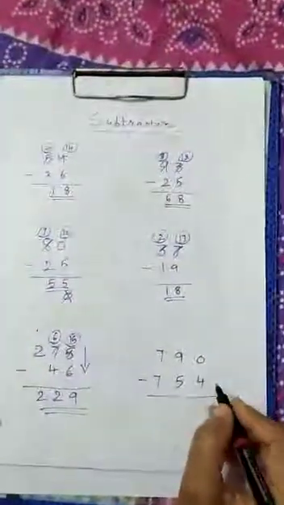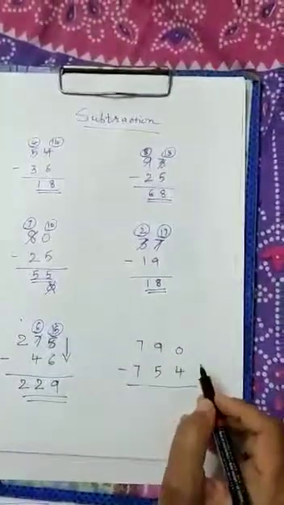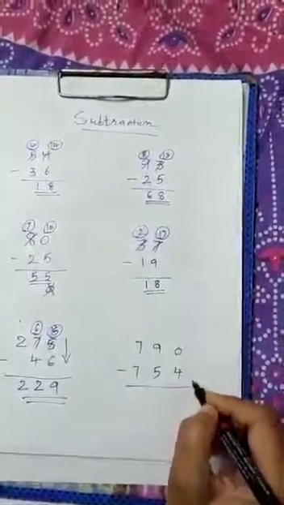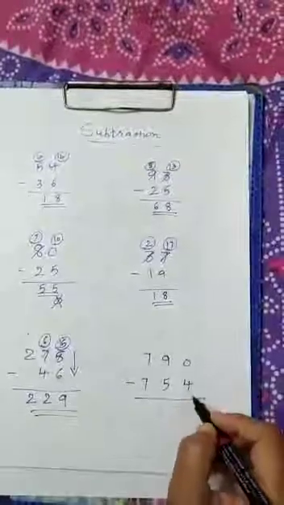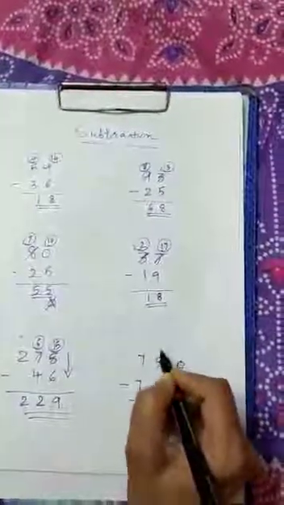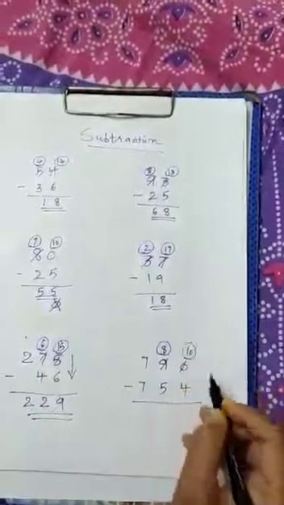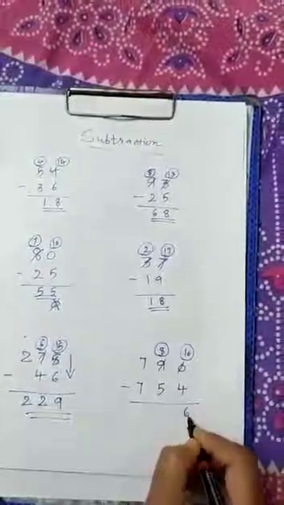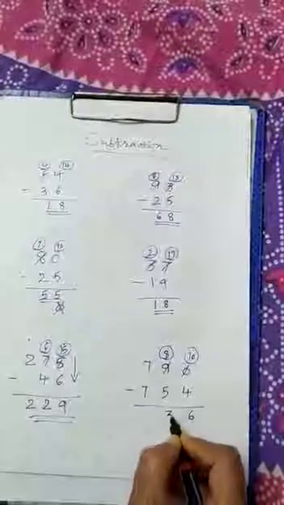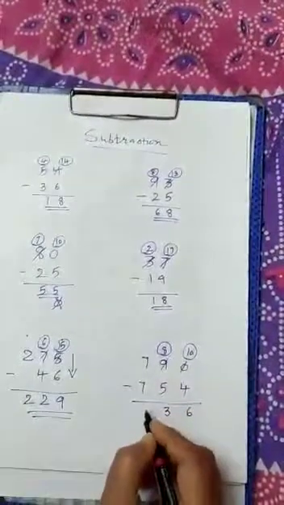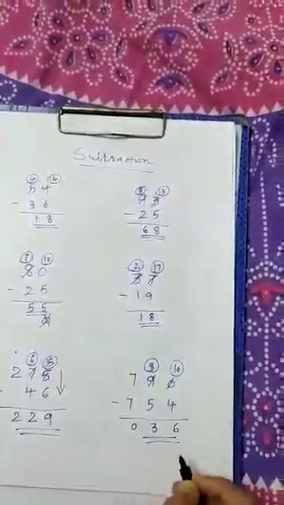One more 3-digit example. 0 minus 4. Can we do this? 0 minus 4. Answer will be 0 only? No. We can't do 0 minus 4. That is why we are borrowing from 9. Here we will write 8. Here we will write 10. And 10 minus 4 is equal to 6. 8 minus 5 is equal to 3. And 7 minus 7 is equal to 0. So now the answer will be 36.